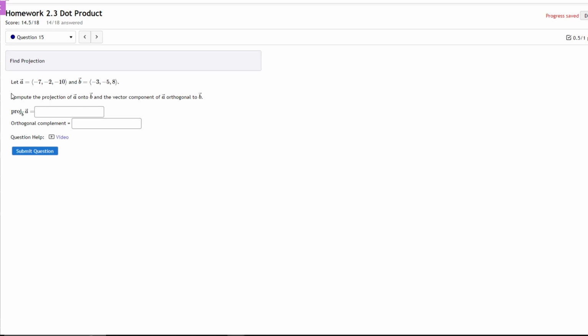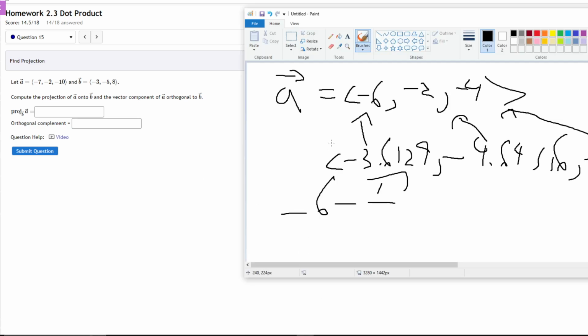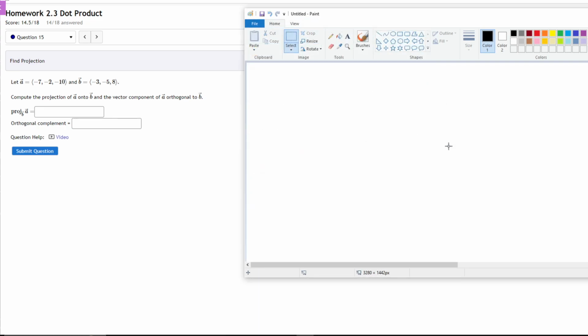Hello everybody. Today I'll be finding the projection a onto b, and then we'll be taking the orthogonal complement of that projection, a orthogonal to b. I'm going to run through it pretty quick because it's actually not that hard. It's quite simple. I'll just show you. First, let me show you the equation. My handwriting's awful, so bear with me.